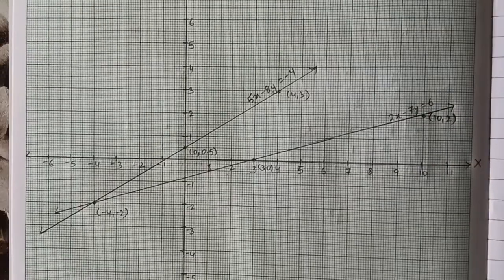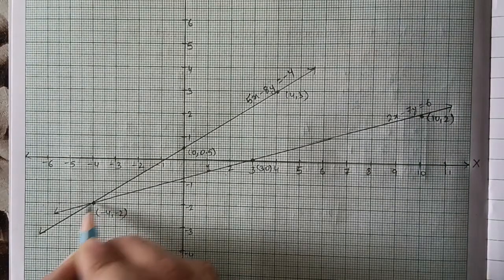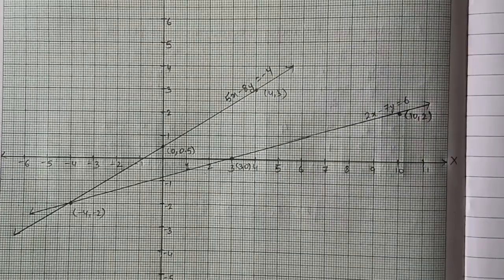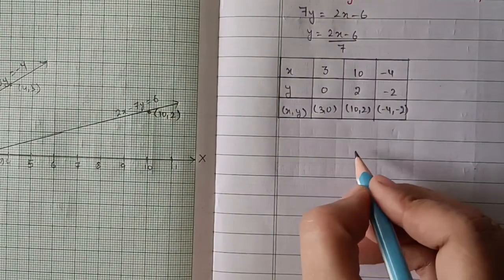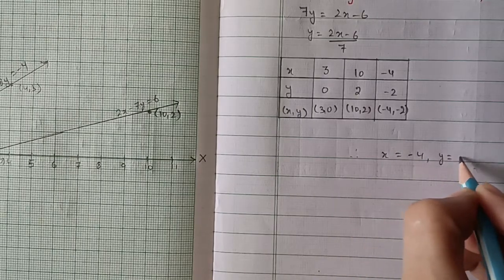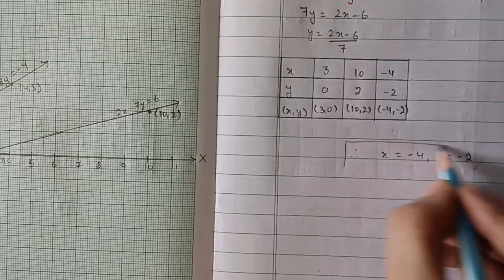So you can see here this is our intersection point. The x value is minus 4 and the y value is minus 2. So here our solution is x is equal to minus 4 and y is equal to minus 2.